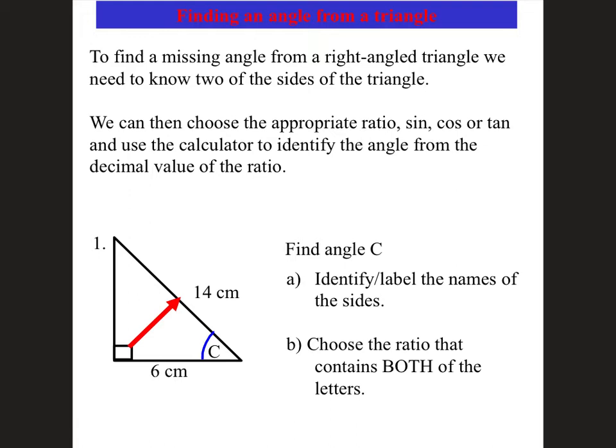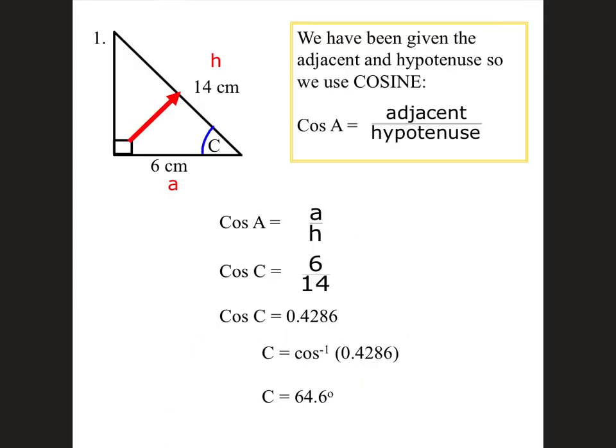To find a missing angle in a right triangle, we need to know two of the sides of the triangle. We can then choose the appropriate ratio to solve it. In example 1, we are given two sides: this is 6, this is 14, and an angle C between them. We are told to find the measure of the angle. So how do we do that? The first thing is to label the sides with measurements, and then choose the ratio that contains both of the letters.